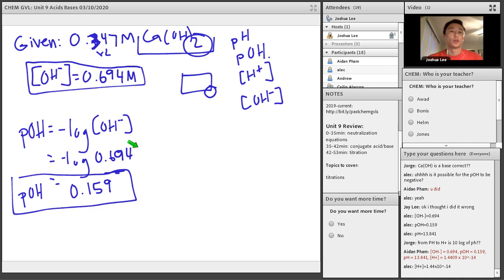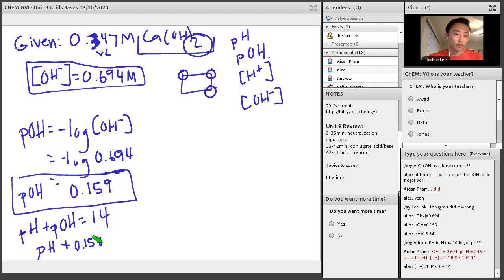Then now we have our top right corner. Majority of you probably went to the top left corner, where the relationship is, hey, I know that pH plus pOH equals 14. So pH plus 0.1586 equals 14. So pH would be 14 minus that, and you get 13.841. So that's my pH.